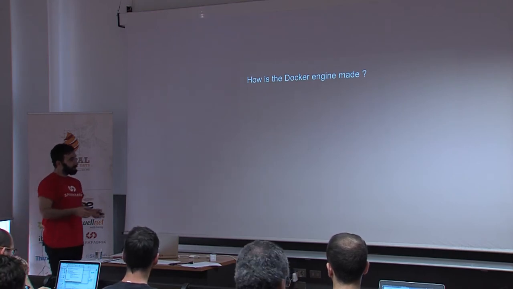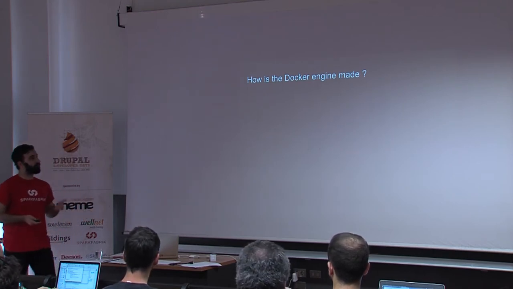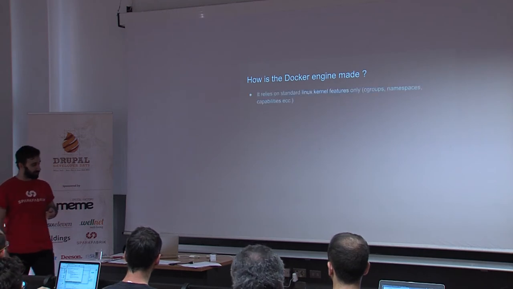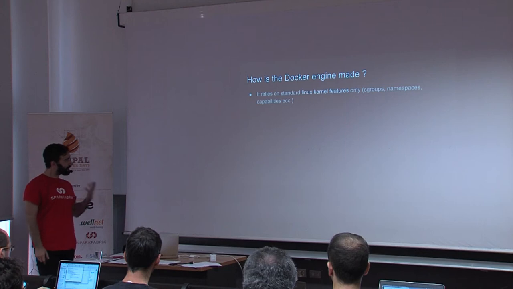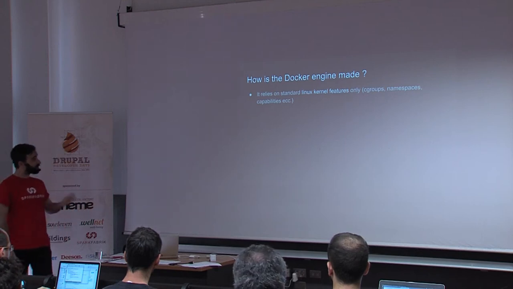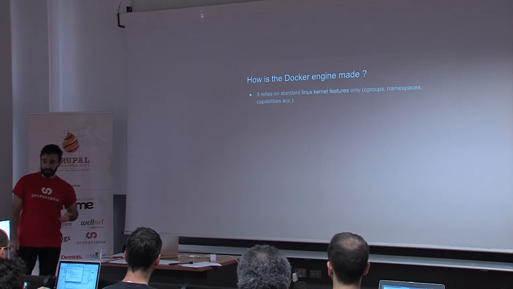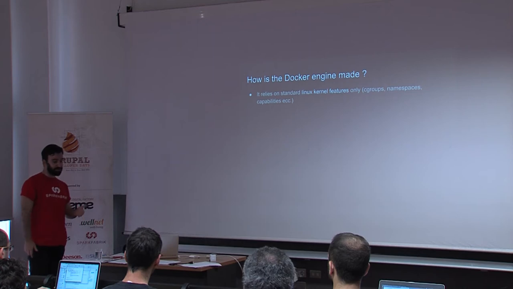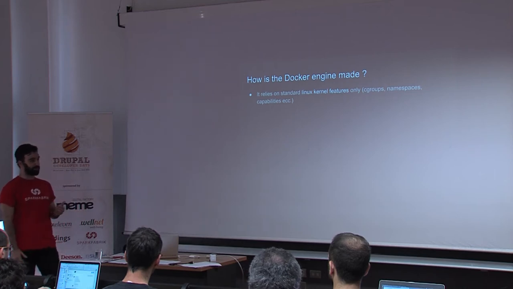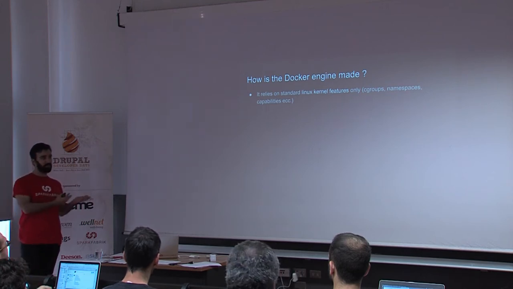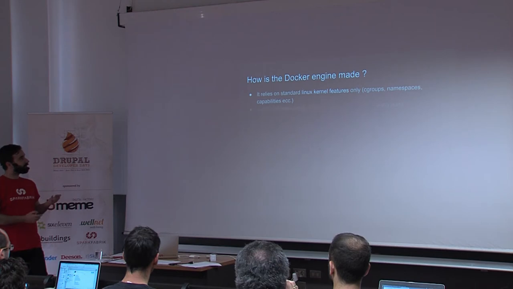Okay, how is the Docker engine made? How can we leverage its features? How it's built? It relies on standard Linux kernel features only, like cgroups, namespaces, capabilities. This is a very important point because, relying on existing features, the Docker developers are not in charge of maintaining very complicated Linux kernel modules.